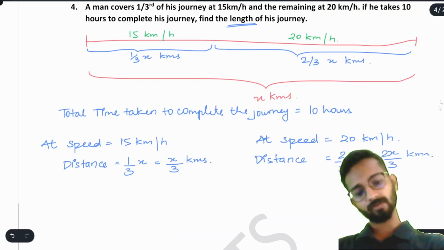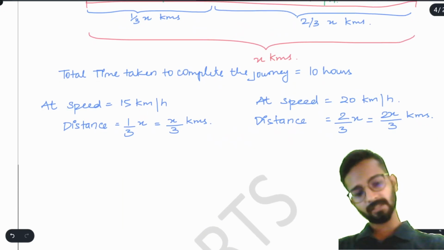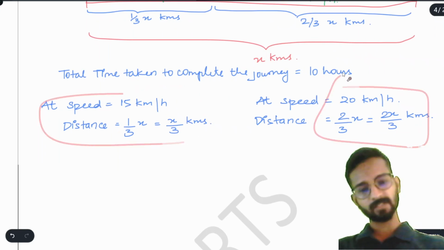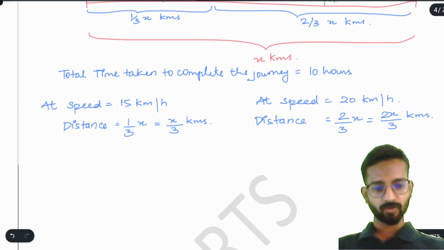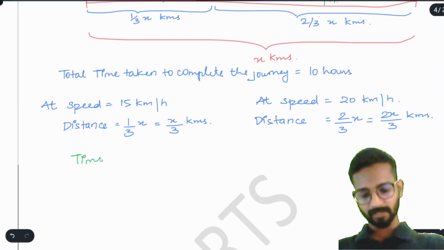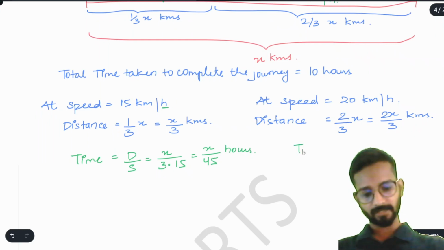Simple. Now see, the first thing they are saying, this is the speed and distance, then this is the speed and distance. When speed and distance is given, we know how to find the time. So I can write here, for this time taken is distance by speed, that is nothing but distance is x by 3, and what is the speed? Speed is 15, so you can write here 15, that is x by 45, and the unit will be hours, x by 45 hours.